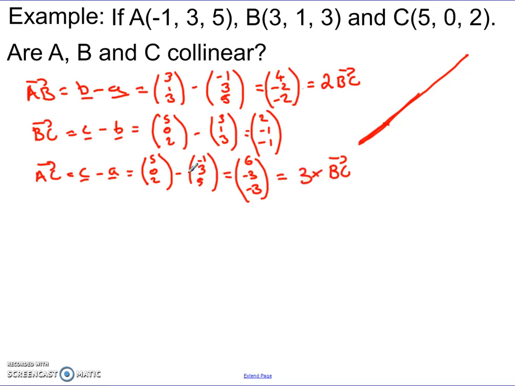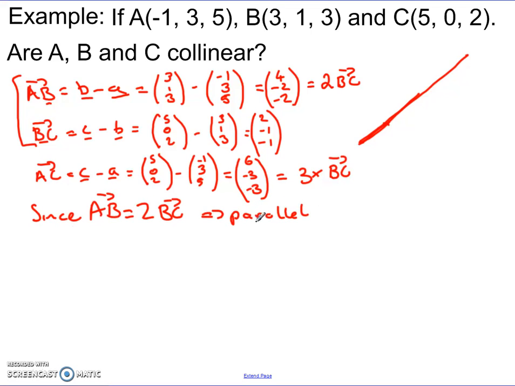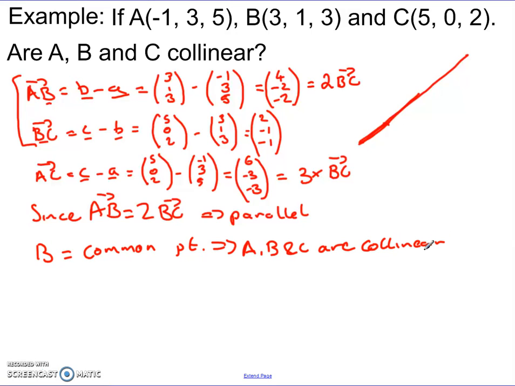These vectors are all parallel, and if I pick the pair AB and BC, they share the common point B. Since AB is equal to twice the BC, they're parallel. Because they're parallel and share a common point, B, I can say that all 3 points A, B and C are collinear. They have this parallel gradient, they're parallel vectors, and they share a common point. That's how we prove that they're collinear.